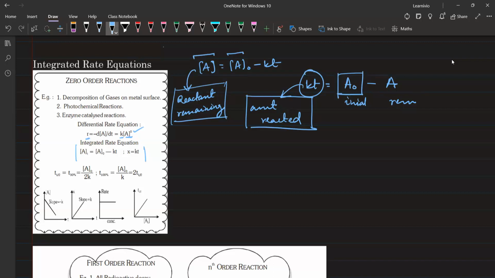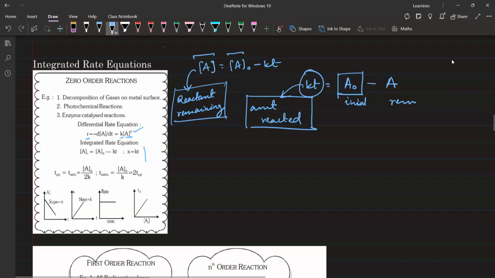Then we have T half. T half is the time taken for the 50% completion of the reaction. It is equal to A naught by 2K, directly proportional to the initial concentration and inversely proportional to the rate constant. Since this is T 50%, T 100% will be equal to, you multiply A naught by 2K by 2, you get A naught by K. That is the T 100%, double the T half. So these are a few equations that you have to remember.